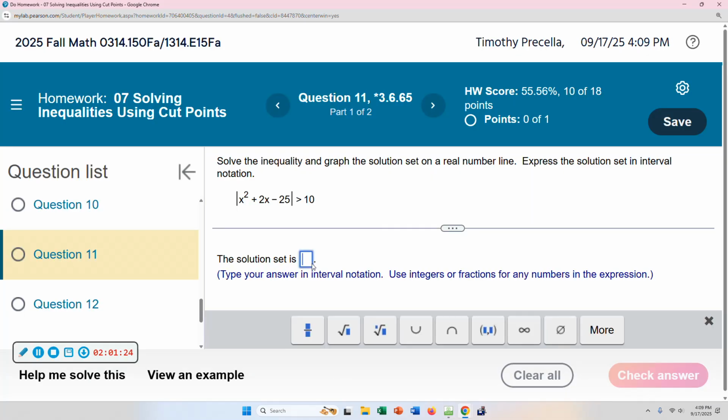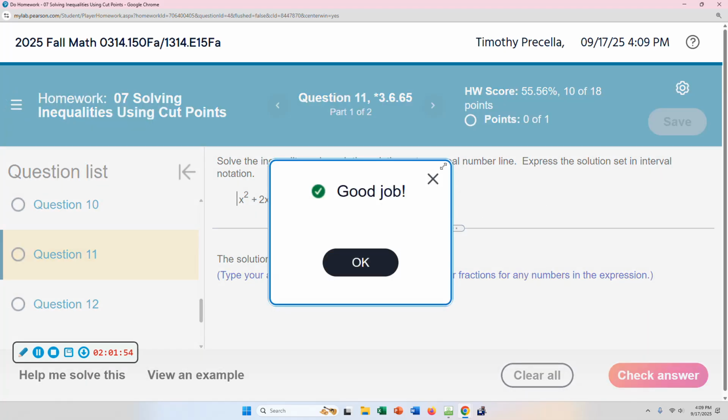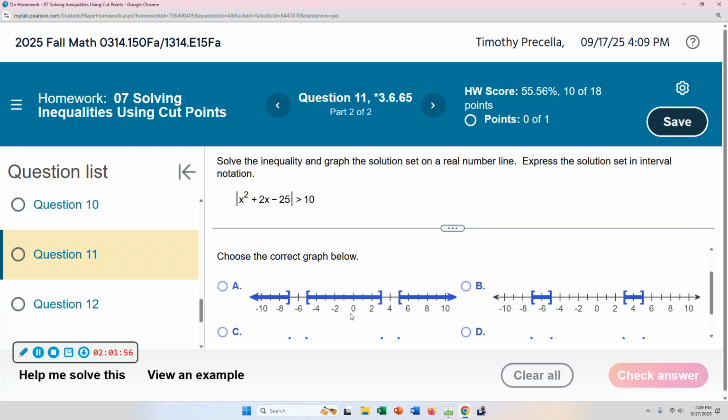Let's type in our answers: parentheses, negative infinity, comma, -7, right parenthesis, union, left parenthesis, -5, comma, 3, right parenthesis, union, left parenthesis, 5, comma, infinity. Is that what I wanted to type? Yeah, I think so.